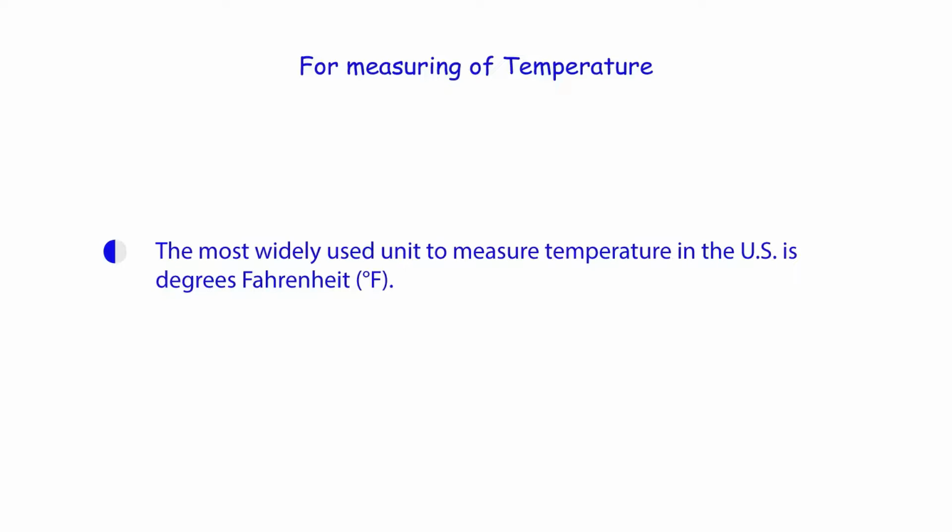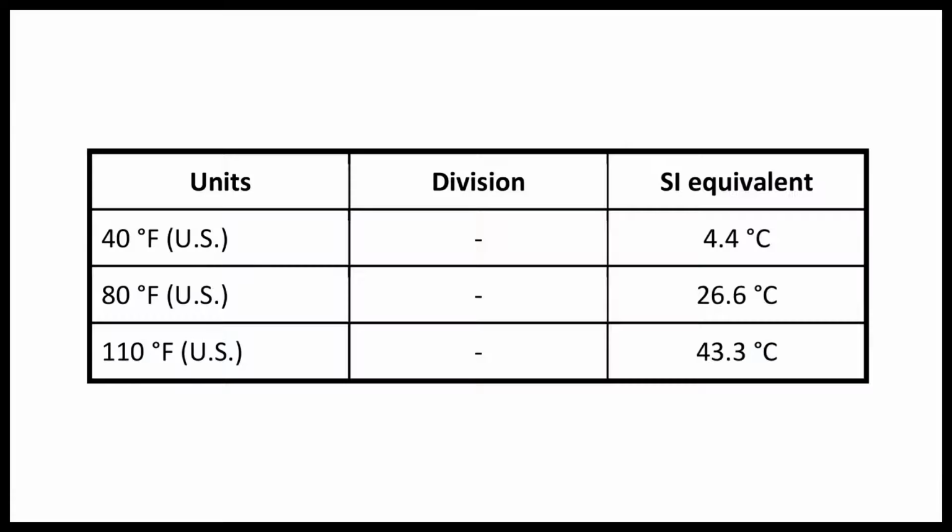The most widely used unit to measure temperature in the US is degrees Fahrenheit. Here are some examples. 40 degrees in the US is equivalent to 4.4 degrees Celsius. 80 degrees in the US is 26.6 degrees Celsius. 110 degrees in the US is equivalent to 43.3 degrees Celsius.